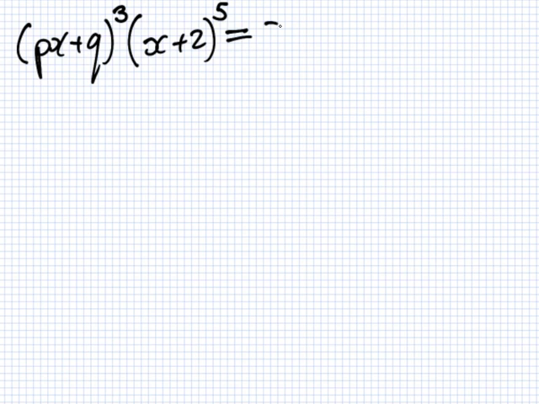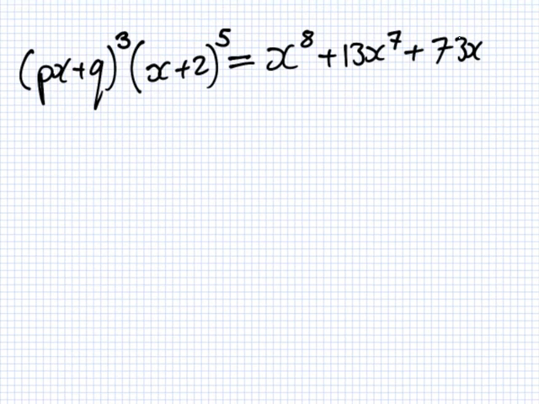Bracket px plus q, cubed, times 2 brackets, x plus 2, power 5, equals x power 8 plus 13x power 7 plus 73x power 6. Find p and q.